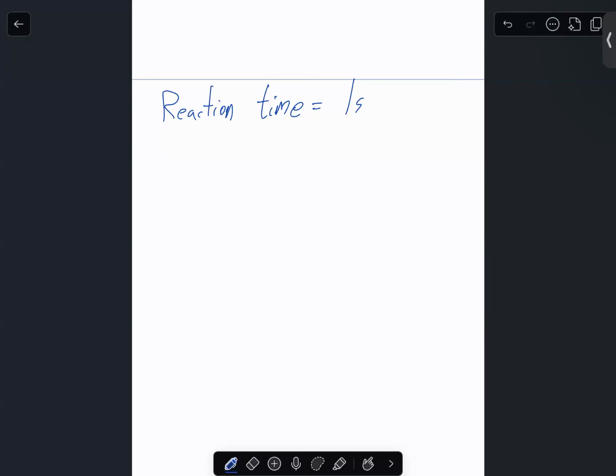Let's pretend your reaction time is 1 second and initial velocity, typical for a car, equals 20 meters per second. That's what, 45 miles an hour? One second, not unreasonable. I will also tell you the magnitude of acceleration.